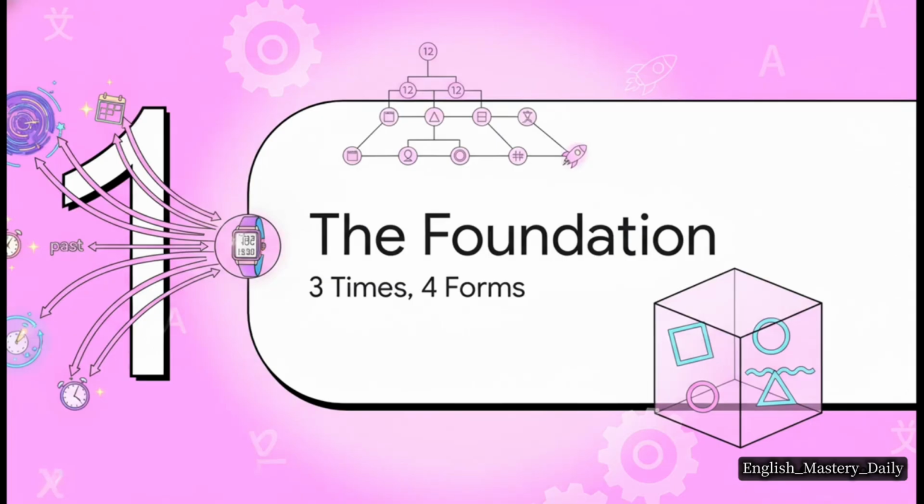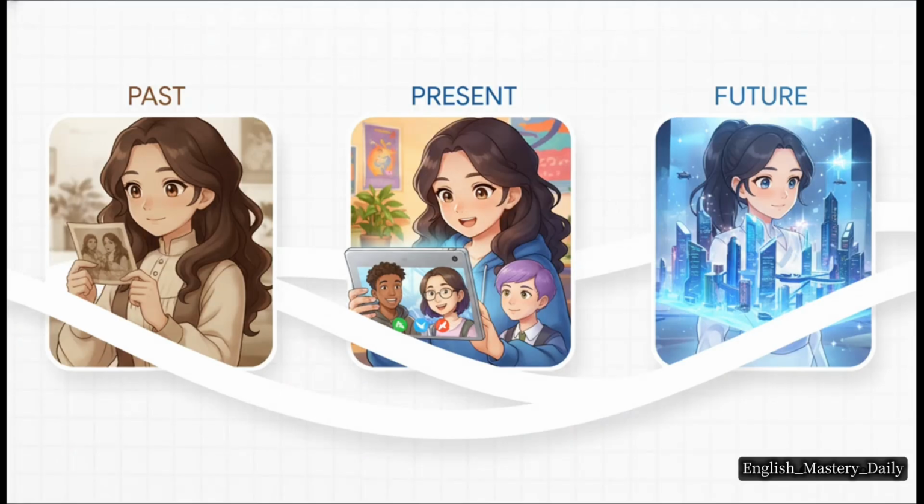The good news is that all 12 of these tenses are actually built on a really simple and logical foundation. So let's just forget everything you think you know for a second, and let's start fresh with this one core idea. You see, everything starts with just 3 concepts that we all get. First, the past, something that already happened. It's done. Then, the present, something that's happening now or happens on a regular basis. And of course, the future, something that is going to happen later. That's it. That is the core of everything.